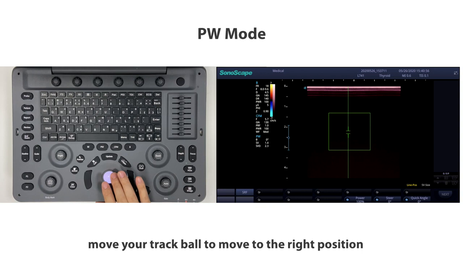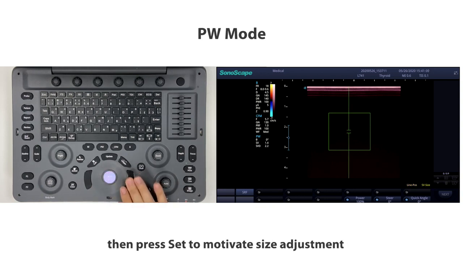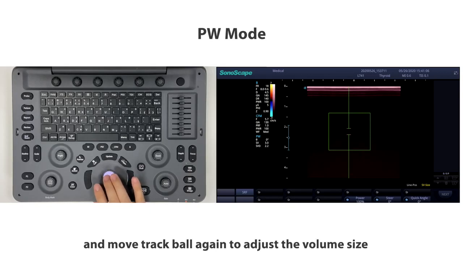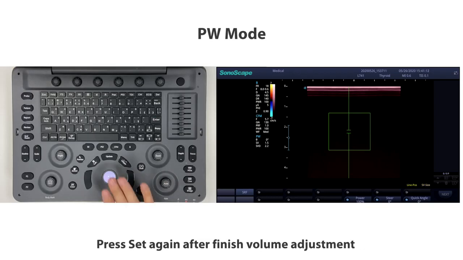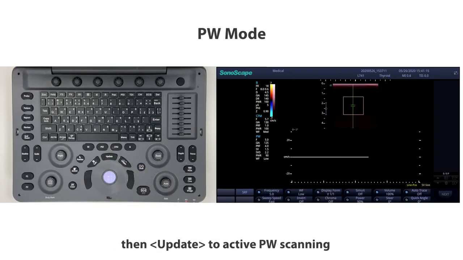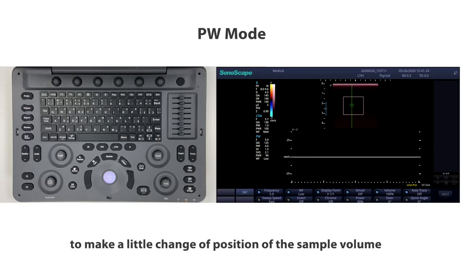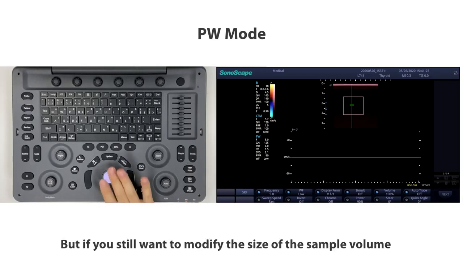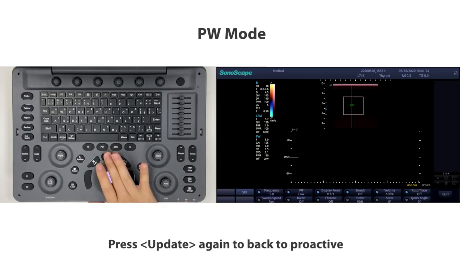Move your trackball to the right position, then press Set to activate size adjustment for the sample volume. And move the trackball again to adjust the volume size. Press Set again after finishing volume adjustment, then press Update to activate PW scanning. You could still move your trackball to make a little change of position of the sample volume. PW scanning will follow the changes. But if you still want to modify the size of the sample volume, press Update again to go back to the previous state.